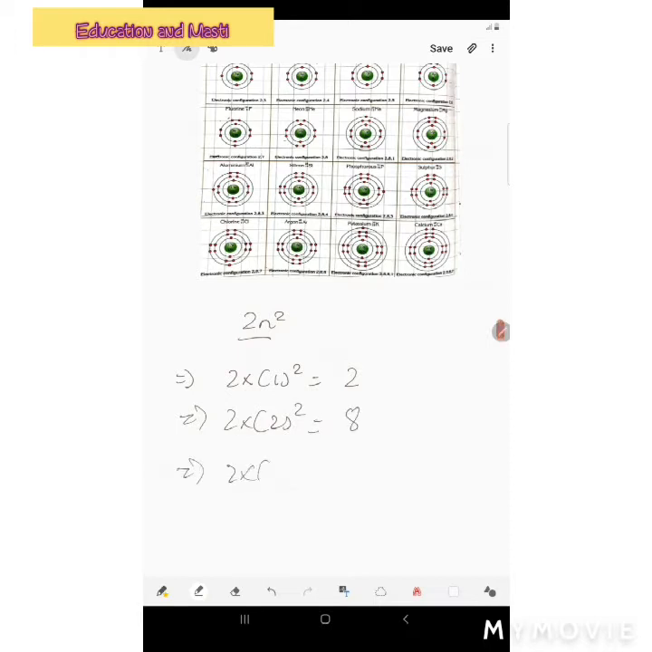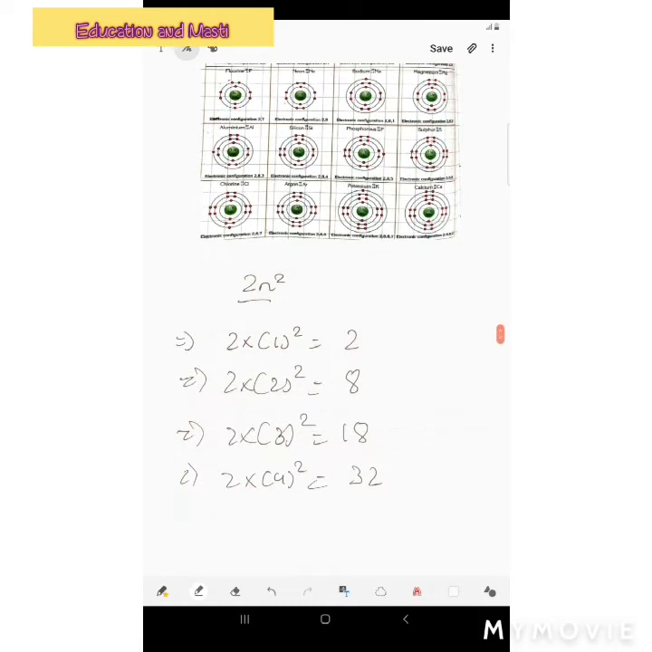Then I do 2 into 3 square, and I get 18 electrons. Then 2 into 4 square, and I get 32 electrons. So this is the maximum up to where you can go. This is the end. After that you will not move on. You can do up to here only, up to 32.